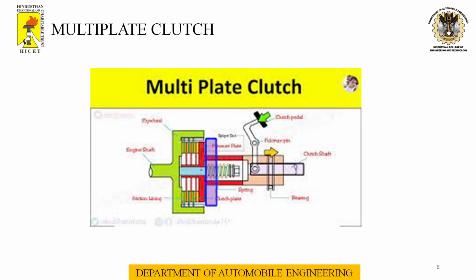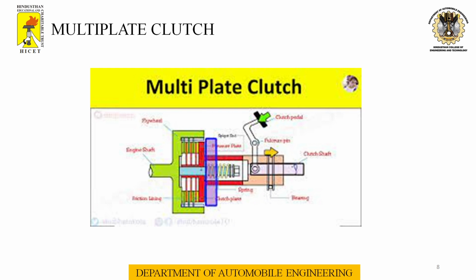Next, the multi-plate clutch. This is a simple sketch of a multi-plate clutch. A multi-plate clutch consists of a number of clutch plates. As the number of clutch plates increases, the friction surface also increases. The increased number of friction surfaces obviously increases the capacity of the clutch to transmit torque. Torque transmission capacity also increases.